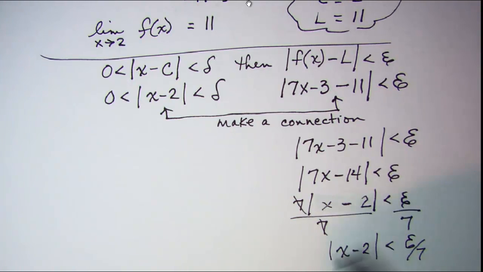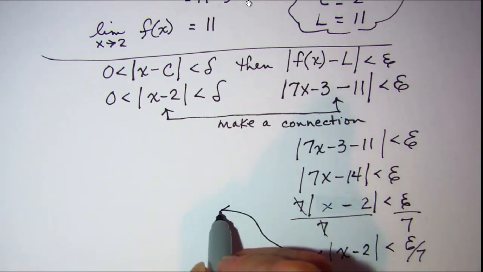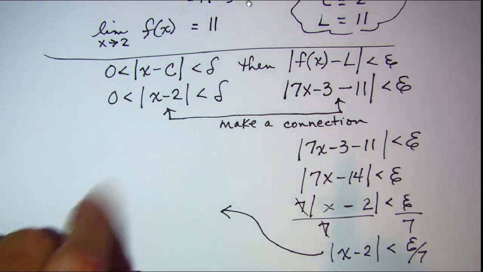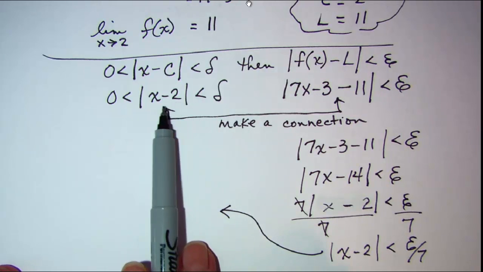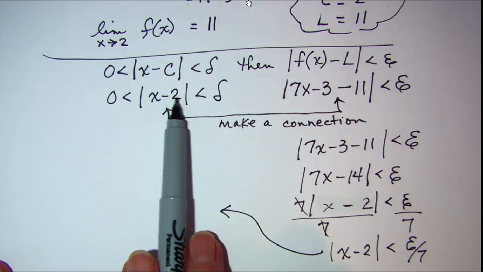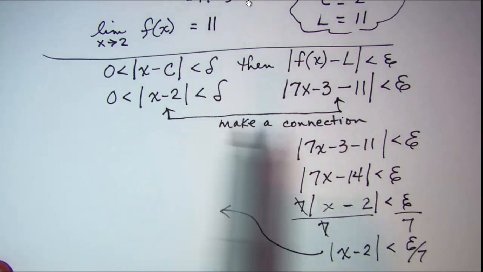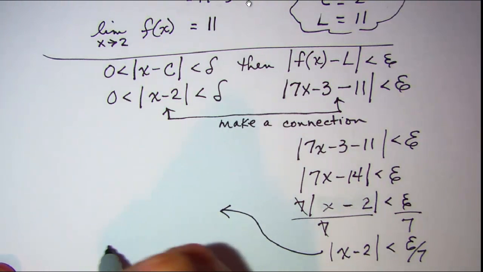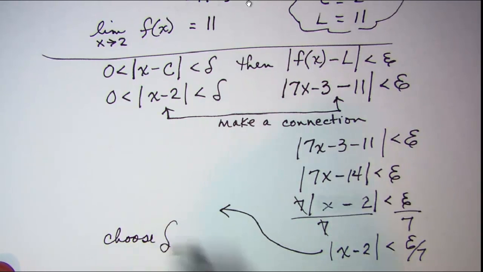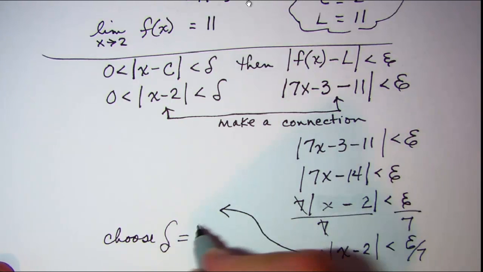So that means then, in order for our limit to be equal to 11 and our distance from x to our constant c to be less than delta, we need to choose delta to equal epsilon divided by 7.